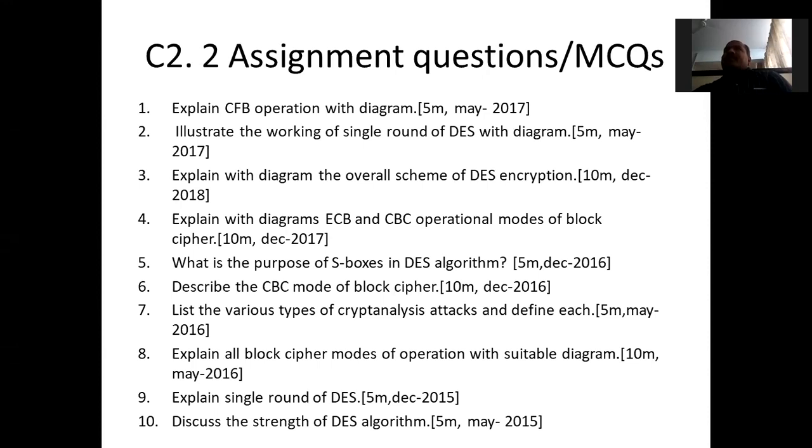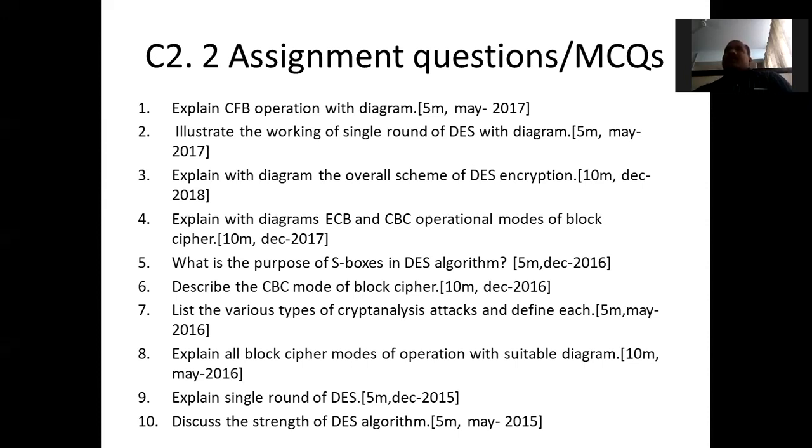And these are the assignment questions. Explain CFB, cipher feedback mode, with a diagram. Second question, illustrate the working of a single round of data encryption standard with a diagram. Third one is, explain with a diagram the overall scheme of data encryption standard encryption. Fourth one is, explain with diagrams electronic code book and cipher block chaining operational modes of block cipher.